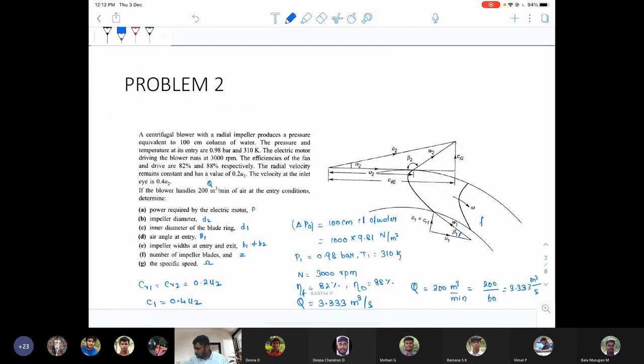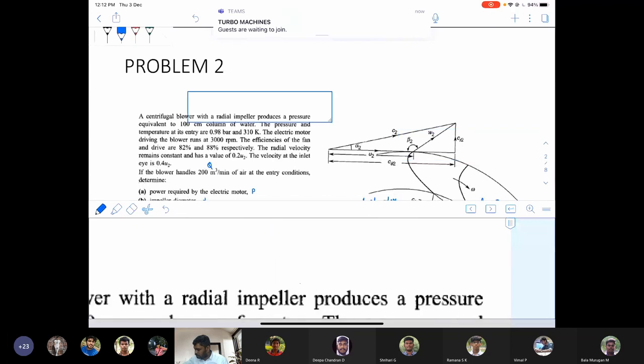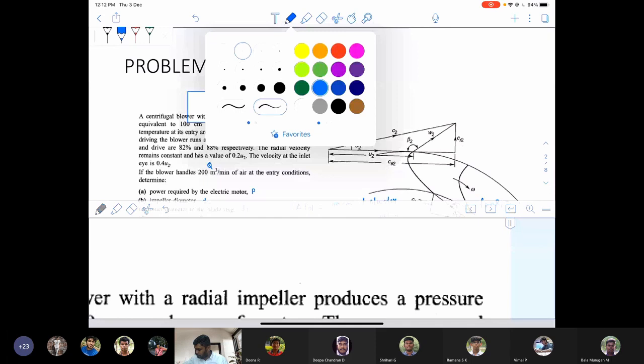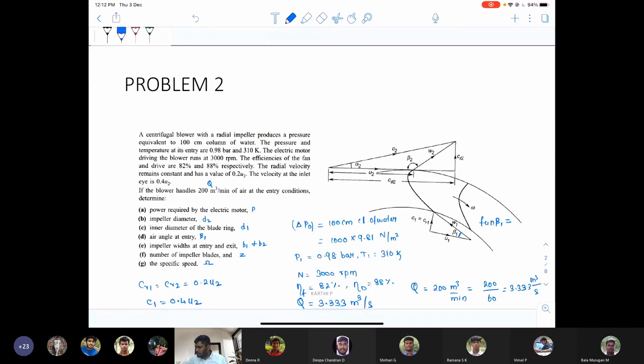Okay, therefore, by using tan beta 1, that is tan beta 1 will be equal to the opposite side by the adjacent side. Here the opposite side is CR1 divided by the adjacent side U1. Here the opposite side is CR1 and the adjacent side is U1. This is the opposite side and this is the adjacent side.